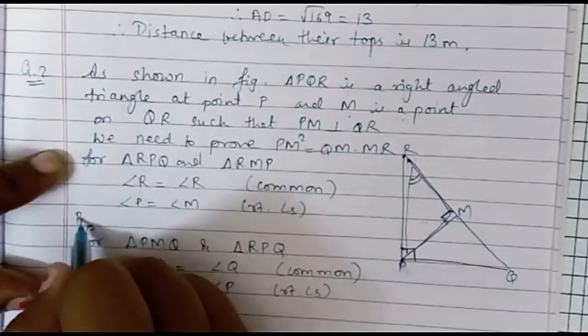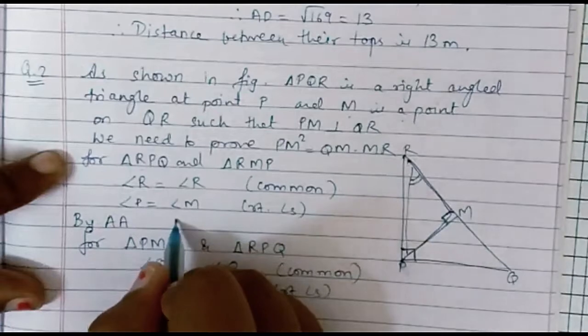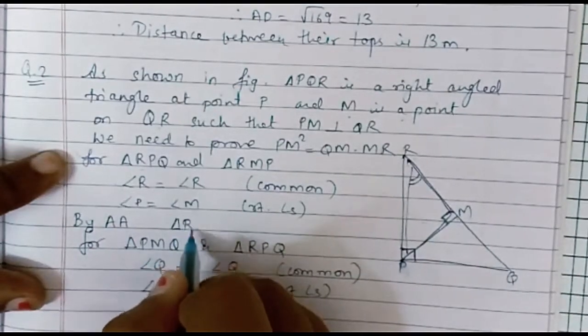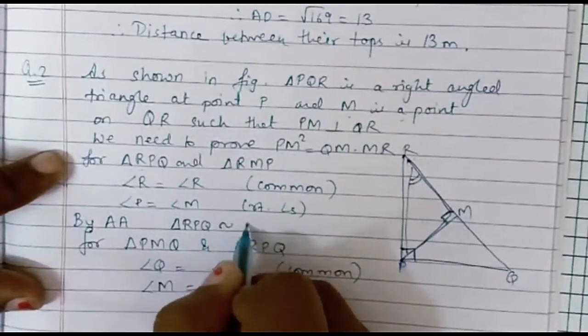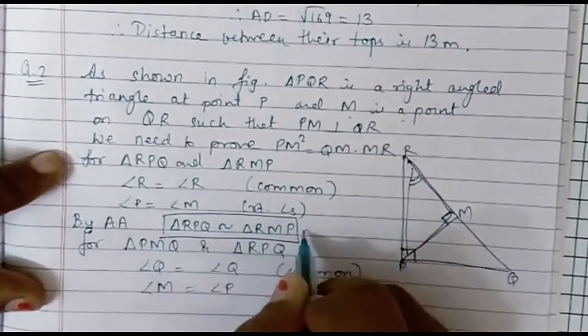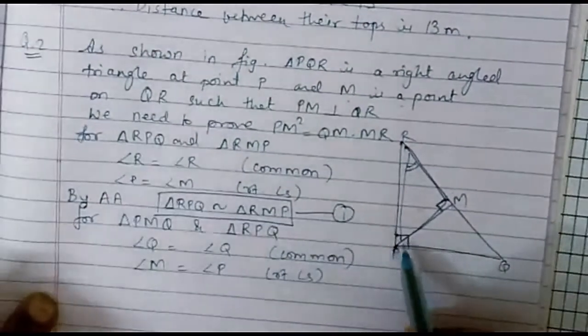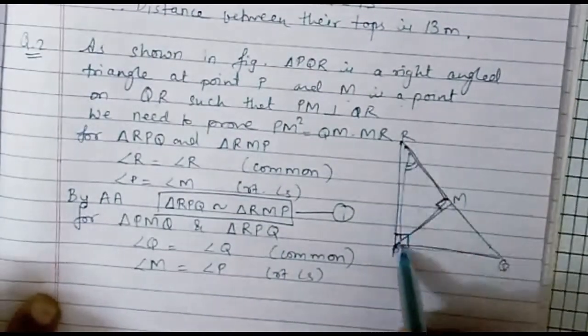As two angles are equal in measure, we can use the AA criterion. So by the AA criterion, triangle RPQ is similar to triangle RMP, which is your result number 1. Exactly in the same way, let us compare triangle PMQ with RPQ.